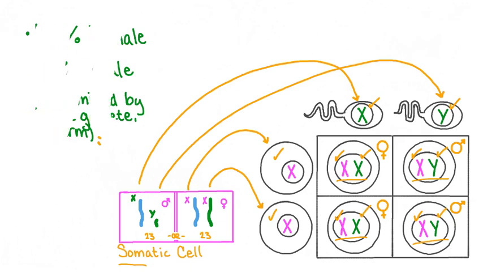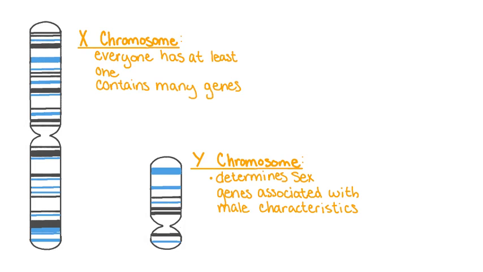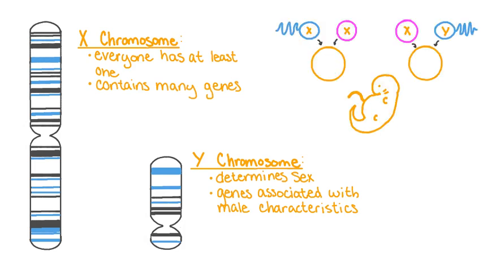we've already noted that the Y is much smaller than the X chromosome. Everyone inherits at least one X chromosome, and the X chromosome contains many different genes that carry out many different functions. The Y chromosome contains very few genes, and these genes are almost all associated with male characteristics.